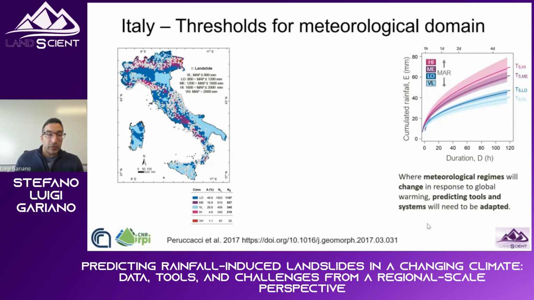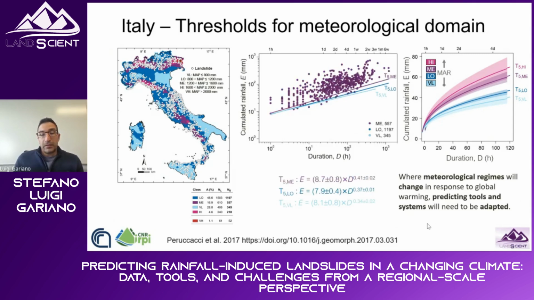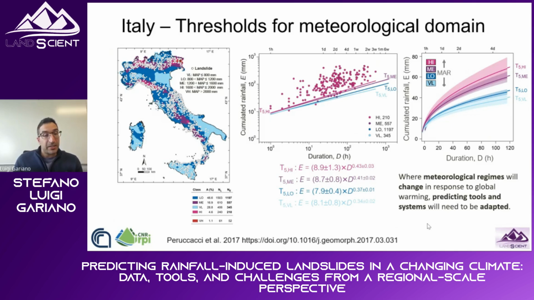Calculating the threshold for all the points located in areas with different mean annual rainfall, we obtained that the thresholds defined for areas at increasing mean annual rainfall were higher and steeper. So this means that the landscape adjusts to the meteorological conditions. A landscape that usually receives more rainfall during the year needs a higher and more intense rainfall event on average to trigger a landslide.